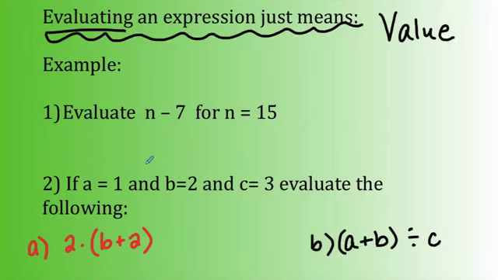So for example, on the most basic level, evaluate n minus 7 for n equals 15. They're saying in that expression we want to substitute 15 in for n. So we can just do 15 minus 7, which gives me 8.